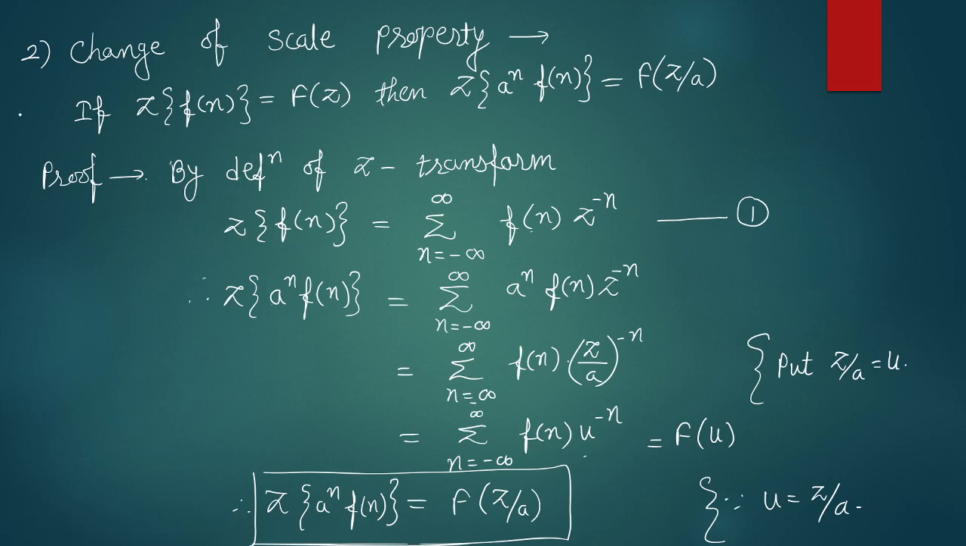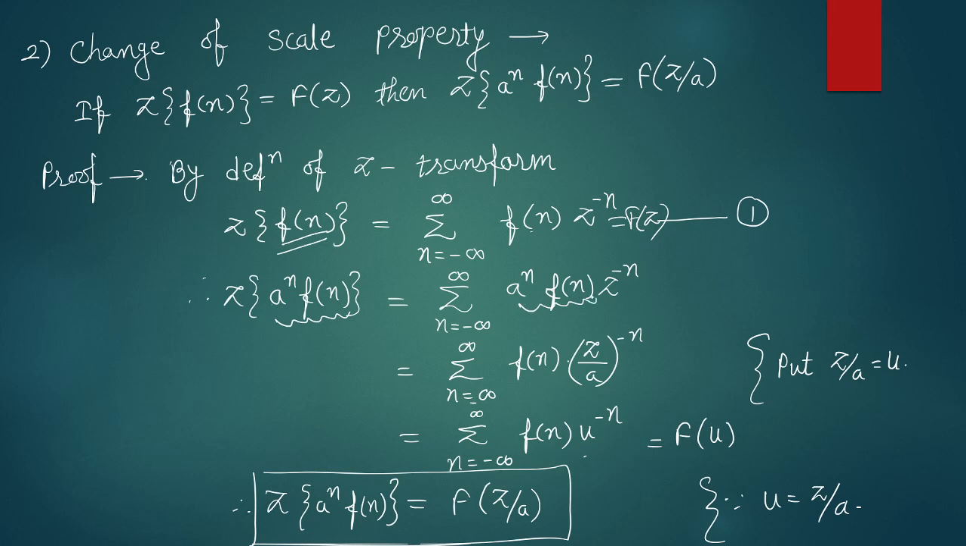Next, change of scale property. Here, if Z transform of f of n equal to capital F of z, then Z transform of a to the power n f of n equal to capital F of z by a. Now here, by definition, we consider the Z transform of f of n, write down equation 1, this value equal to capital F of z. Then instead of f of n, we consider a to the power n f of n.